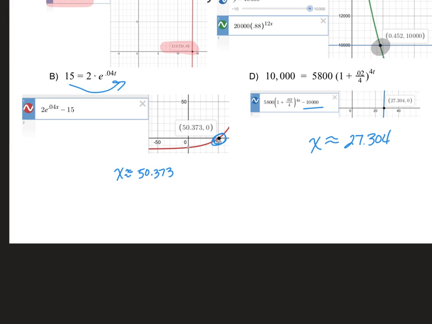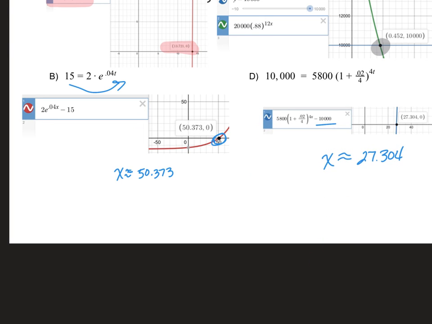So you can graph them independently, see where they cross, or you can put everything on one side, graph, and see where it crosses the x-axis. That one is always my preference.